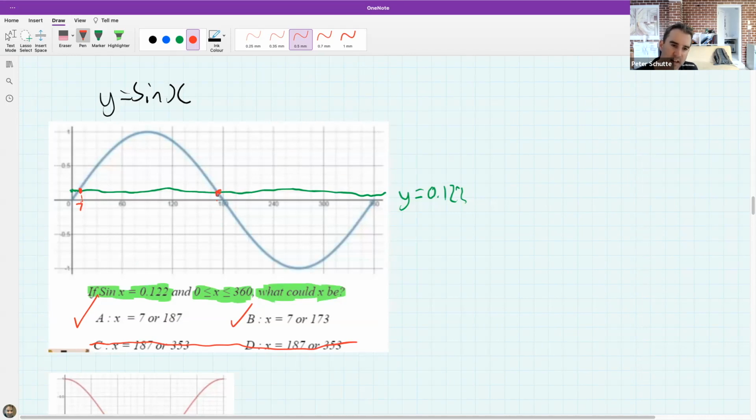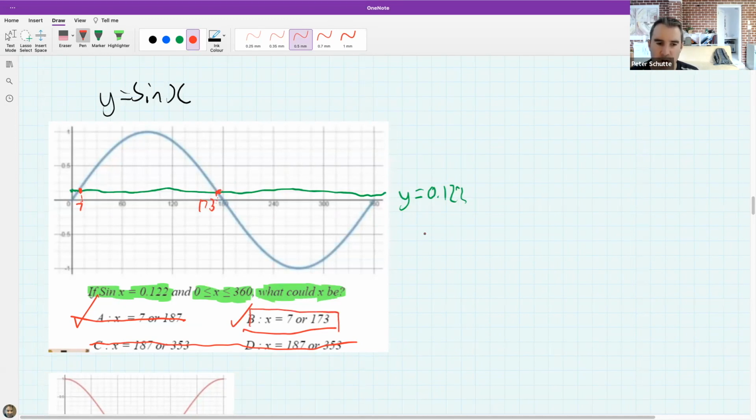And what I see is that my solution occurs before 180. And so if it's before 180, it can't be 187. So I'm crossing that out. And the answer is x is 7 or x is 173. So sometimes we can solve a trig equation using our general solution method and a reference angle, but sometimes we can just see it on a graph. And so the two solutions here, you can see on the graph, are 7 and 173 because they're the only options that fit.